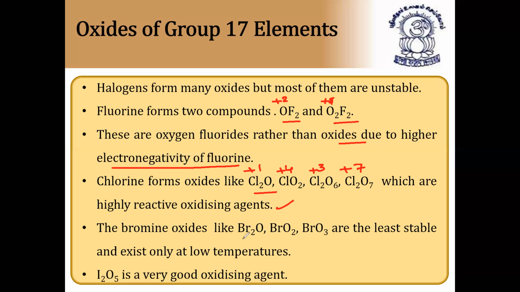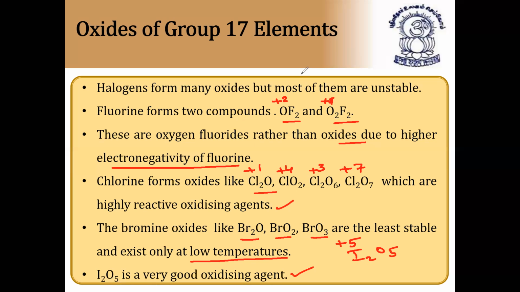The bromine oxides like Br2O, BrO2, and BrO3 are least stable and exist only at low temperatures. I2O5 is a very good oxidizing agent. I2O5, diiodine pentoxide, the oxidation state of iodine is +5. So these are the oxides they form.